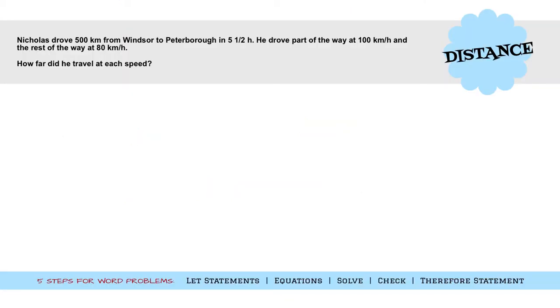Last word problem of this video. This is another distance problem, and I'm going to read it this time and come up with the equations before I do the let statements. So I know that I have a chart, rate times time equals distance.